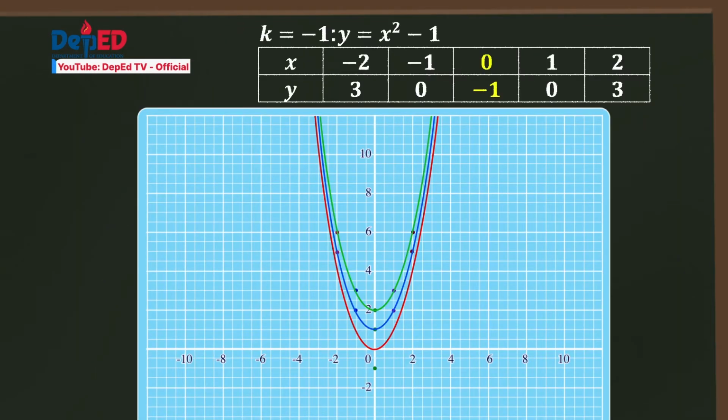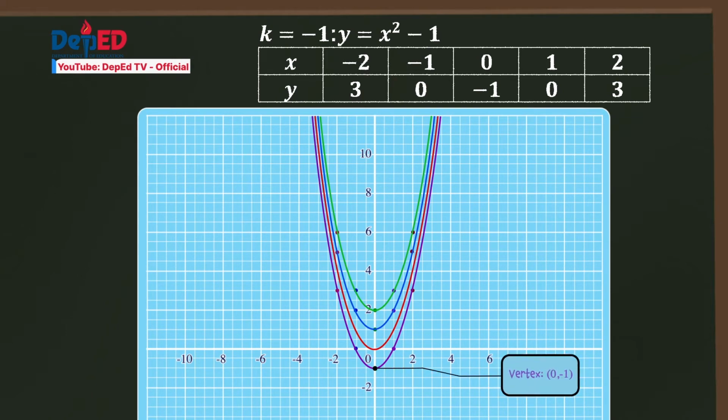4 of the other points included on the graph are the following: (-2, 3), (-1, 0), (1, 0), and (2, 3). We may say that the graph is the same graph of the parent function, but it's just shifted 1 unit downward. And the vertex is changed from (0, 0) to (0, -1).